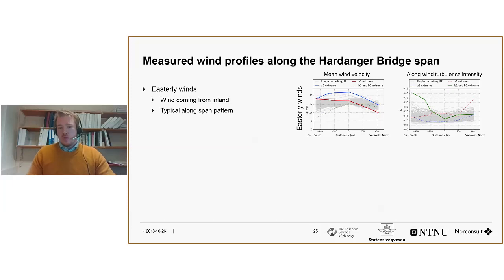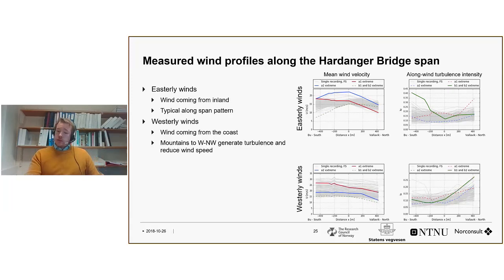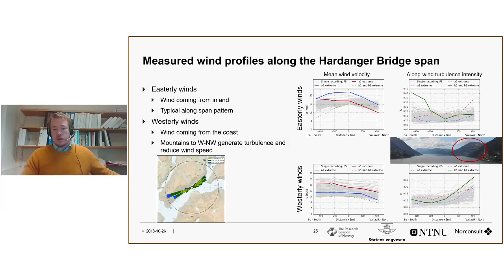So these are measured along-span wind profiles for the Hardanger Bridge. These are easterly winds. And here are highlighted the most extreme non-uniform profiles that we have measured. For the easterly winds, we can see a quite typical pattern where the mean wind velocity is increasing towards the mid-span and the turbulence intensity is correspondingly decreasing. Now for the westerly winds, we also see a linear trend in both the mean wind velocity and the turbulence intensity. And as discussed earlier, this is probably due to the distortion of the flow due to the mountain that we have to the west of the bridge.